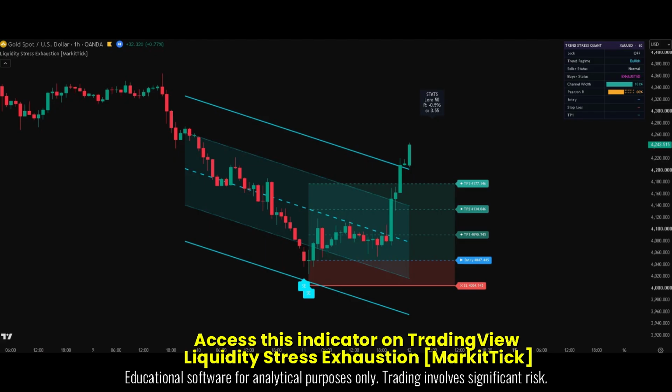A built-in regression channel, complete with inner and outer deviation bands, adds additional context on the current price structure, while a real-time dashboard consolidates trend regime, filter status, and key statistical readings into a single view. This is a deep dive into the math and mechanics behind a systematic approach to identifying liquidity-driven exhaustion points, not a signal service, but a lens for understanding market microstructure.